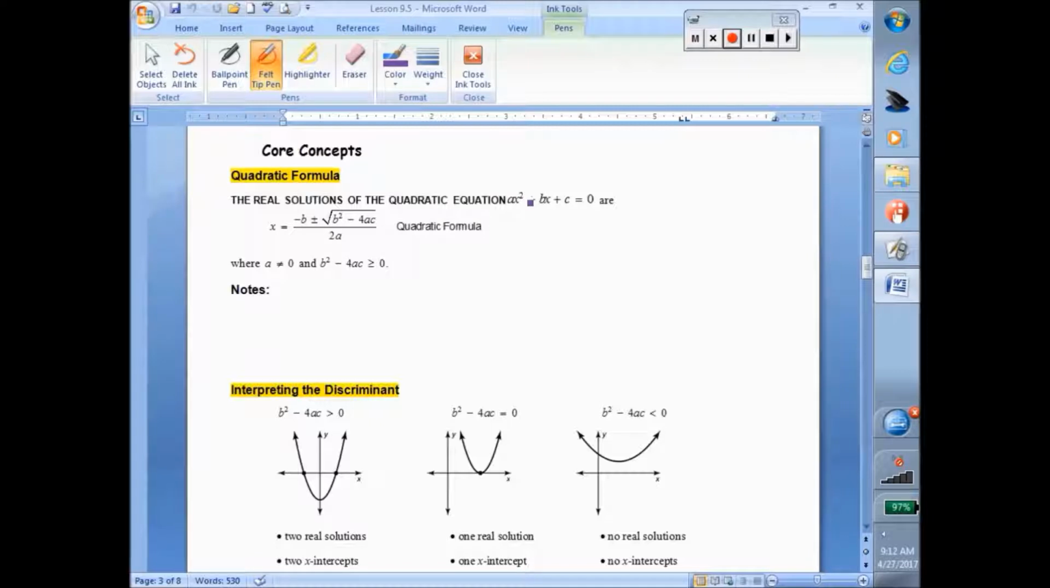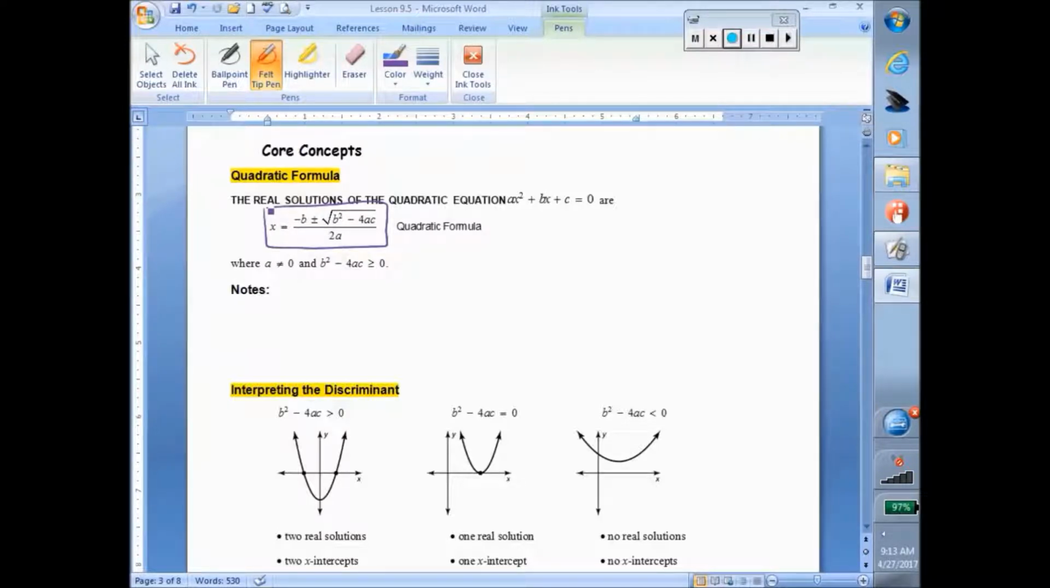So far we've solved quadratic equations by using square roots and completing the square. Today we're going to use what's called the quadratic formula. The quadratic formula is listed here on page 298. In order to use the quadratic formula, we need to have our quadratic equation in standard form.